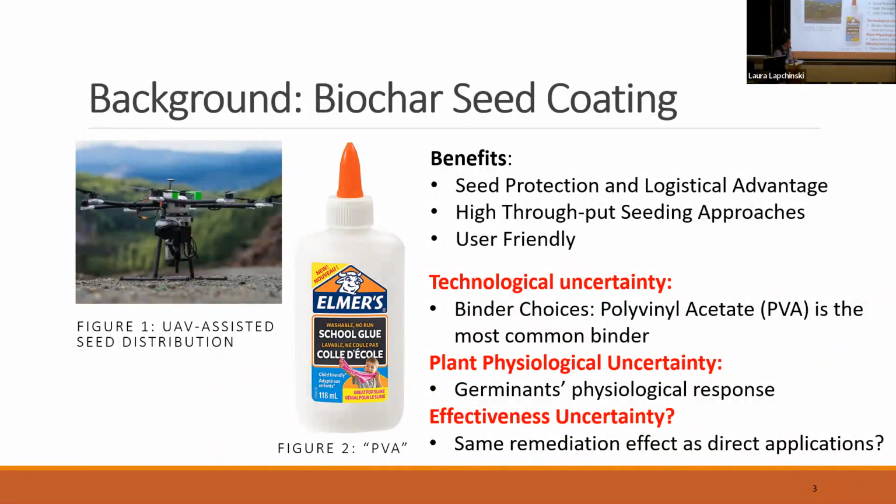And also we're not sure on germinant's physiological response. So how would the seed physically respond after being coated by this white and thick material? And also finally, would biochar seed encapsulation also be an effective soil remediation method and would also lead to that 40% crop yield? We're not sure on that either.